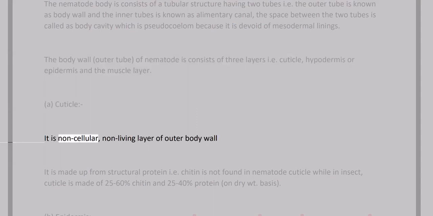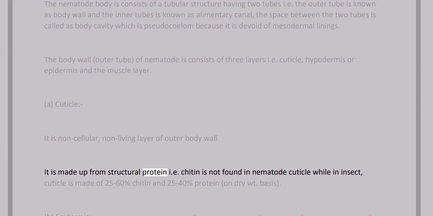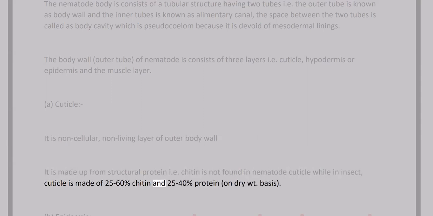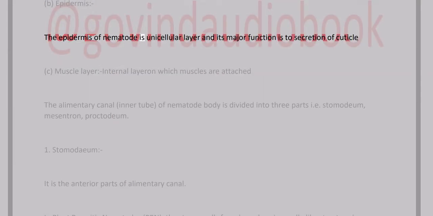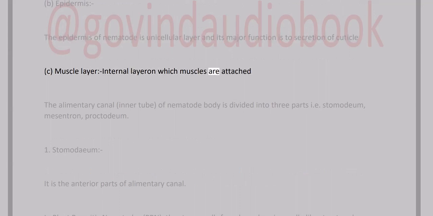A. Cuticle: it is the non-cellular, non-living layer of the outer body wall. It is made up of structural protein. Chitin is not found in nematode cuticle, while in insects, cuticle is made of 25 to 60% chitin and 25 to 40% protein, on a dry weight basis. B. Epidermis: the epidermis of a nematode is a unicellular layer, and its major function is secretion of the cuticle. C. Muscle layer: the internal layer, whose muscles are attached to the alimentary canal.